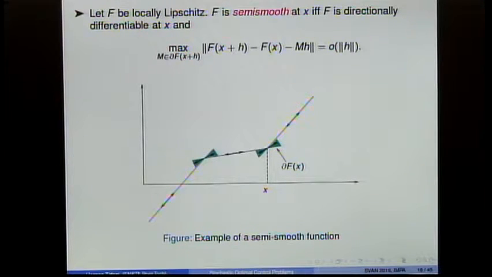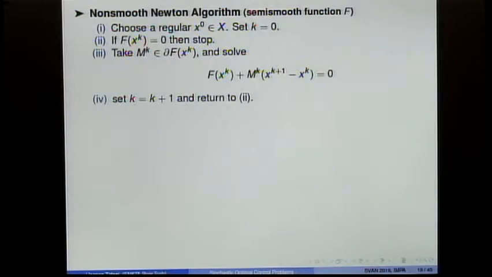Okay, so since it is Lipschitz, you have sub-differentials, and what you want here is m, an element of the sub-differential. We say that the function is semi-smooth if this quantity is equal to small o of h. So for example, in these situations, even if your function is not differentiable, you still have some directions that you can use to get a Taylor-like expansion. This is a very simple example of a semi-smooth function.